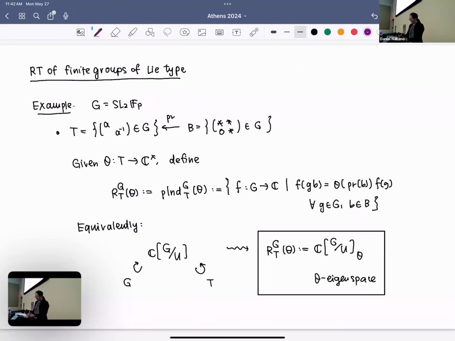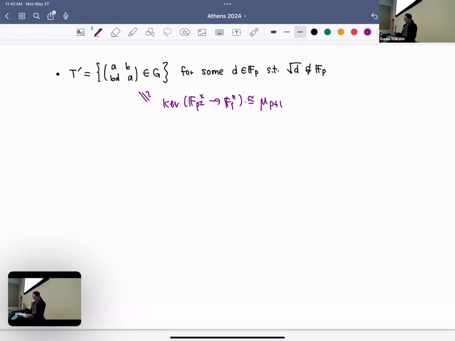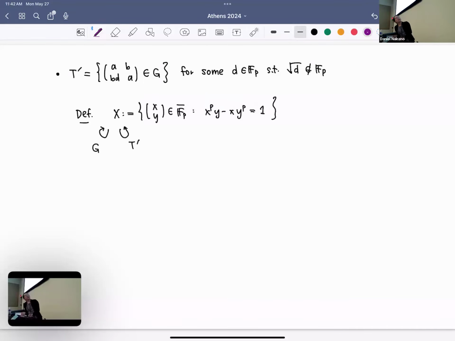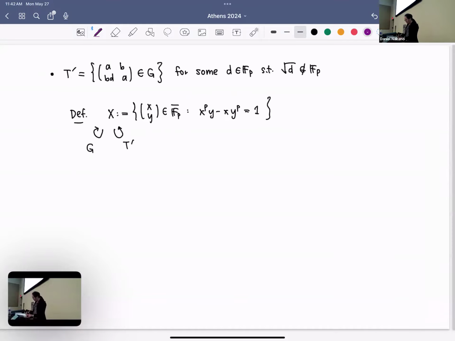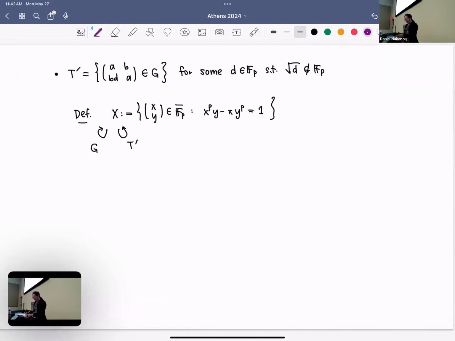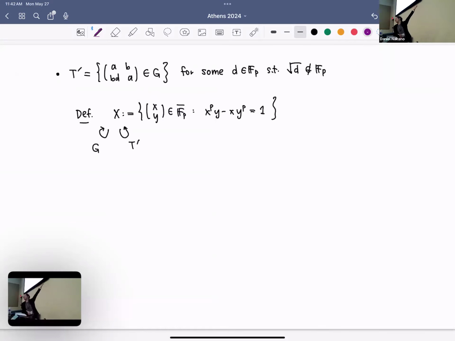Well, instead of doing something zero dimensional where I take functions on G mod U, I'm going to build something that has dimension now. Instead of G mod U, I'm going to write down what's called a Drinfeld curve. And this is the first example of what's called a Deligne-Lusztig variety. So this is some nice curve. There's a left action just by matrix multiplication, and there's a right action by this thing that I called mu p plus one, and that's just by scaling x and y simultaneously.